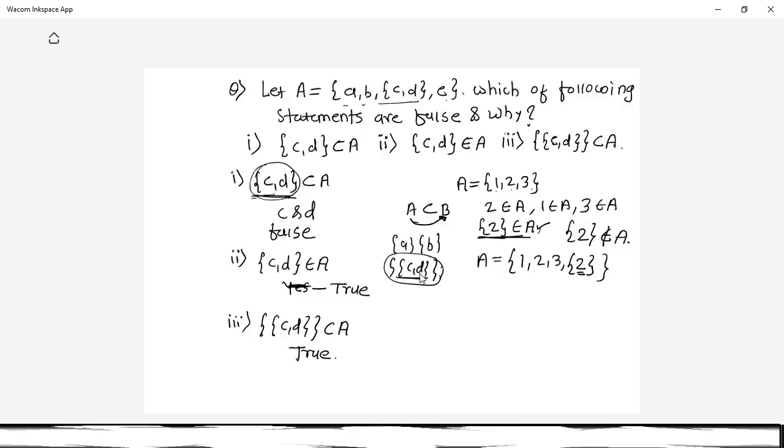How am I saying this? Try to find all the subsets of the given set. So this will be one subset, this is one subset. The third element of the set is a set with two elements. So how will you write its subset? Another subset, with a set as one element which contains elements C, D. So this is one subset of the given set A, and hence the third statement is true.